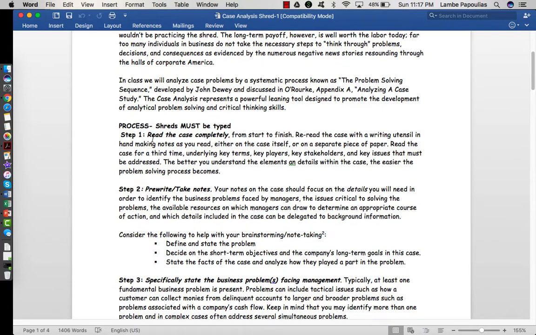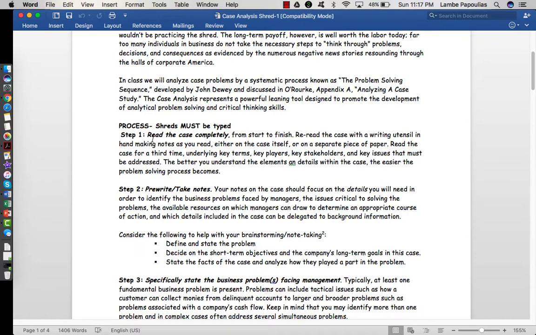So for step one, I want you to read the case completely. You're always going to get a case. So in your case book that you purchase, you're going to have 5 cases. Make sure to read the case completely from start to finish. Reread the case with a writing utensil in hand, making notes as you read, either on the case itself or on a separate piece of paper.